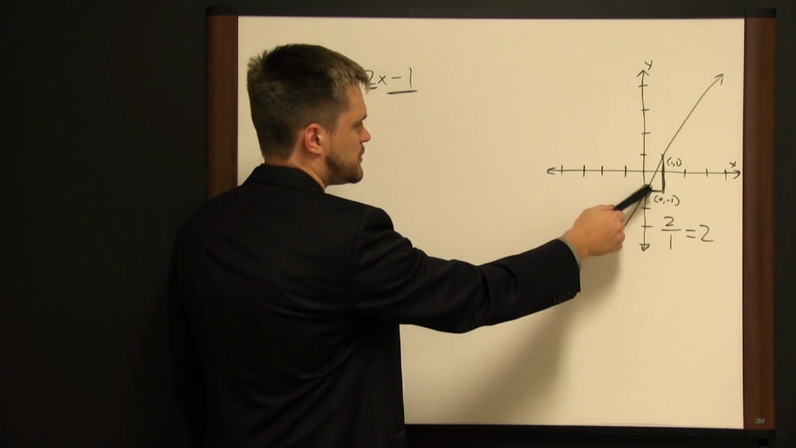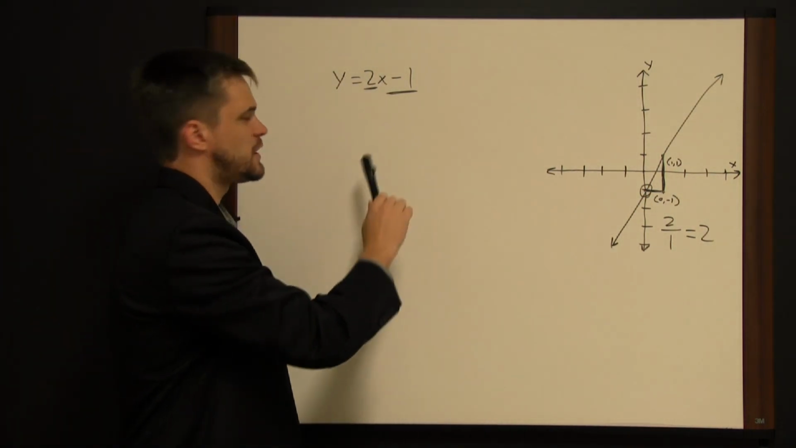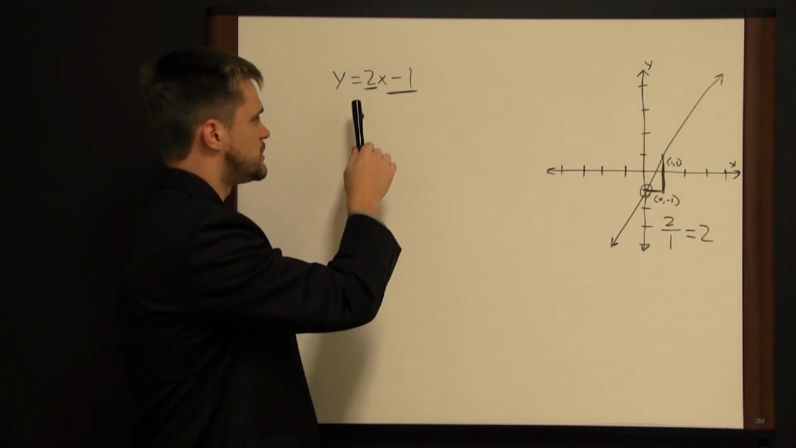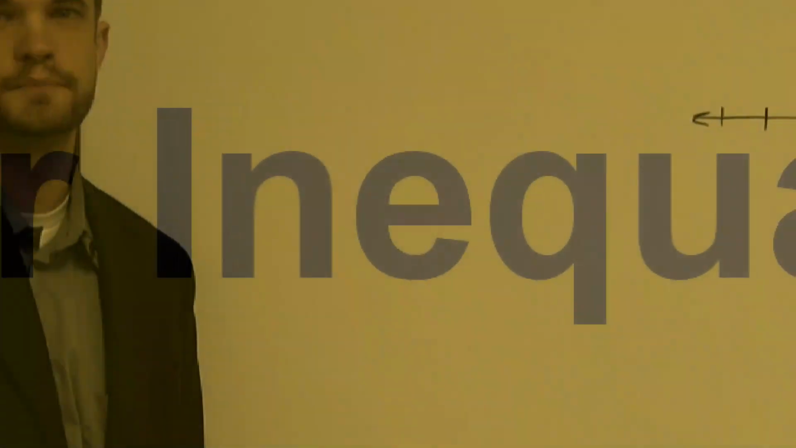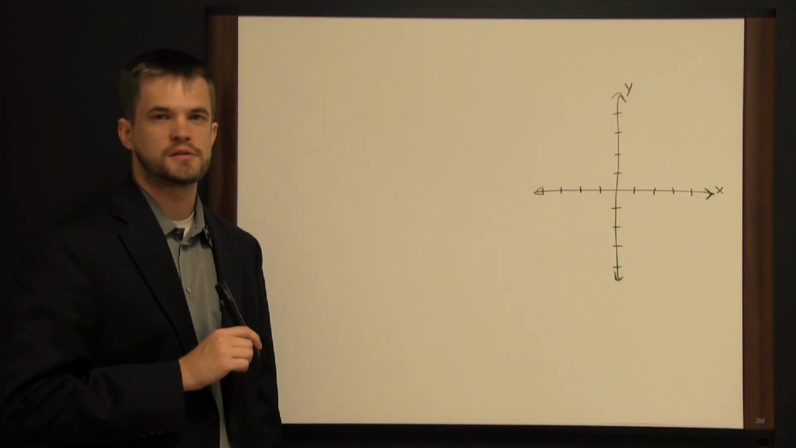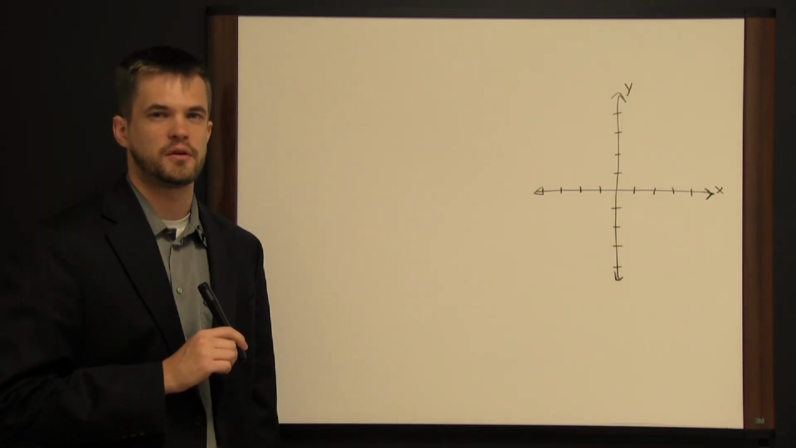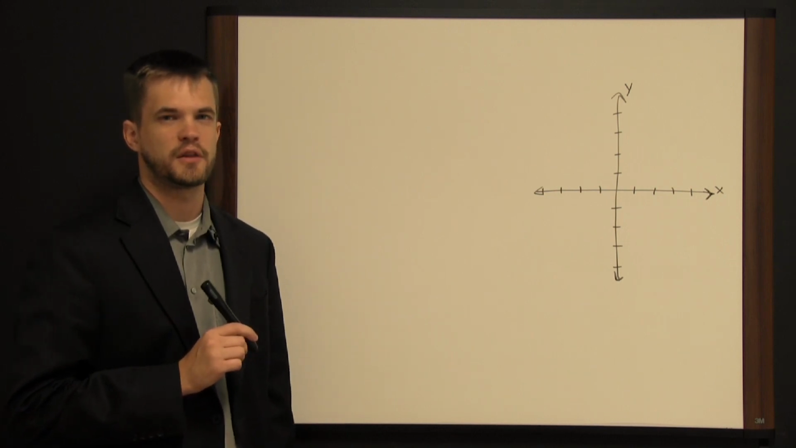You have the y-intercept and you have the slope, and you can either use the graph of the equation to find the equation, or you can use the equation to graphically show the solution set. Linear inequalities are solved basically the same way as linear equations. They can only be solved for one variable in terms of the other.